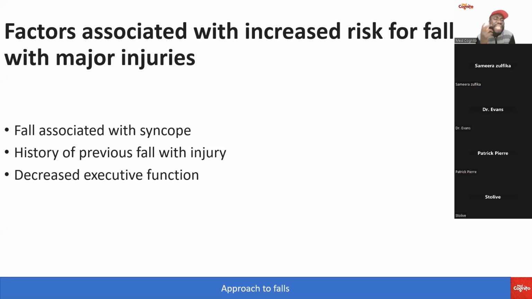And then decreased executive function. So the patient cannot do things like make phone calls, do accounts, all those things. Executive function.